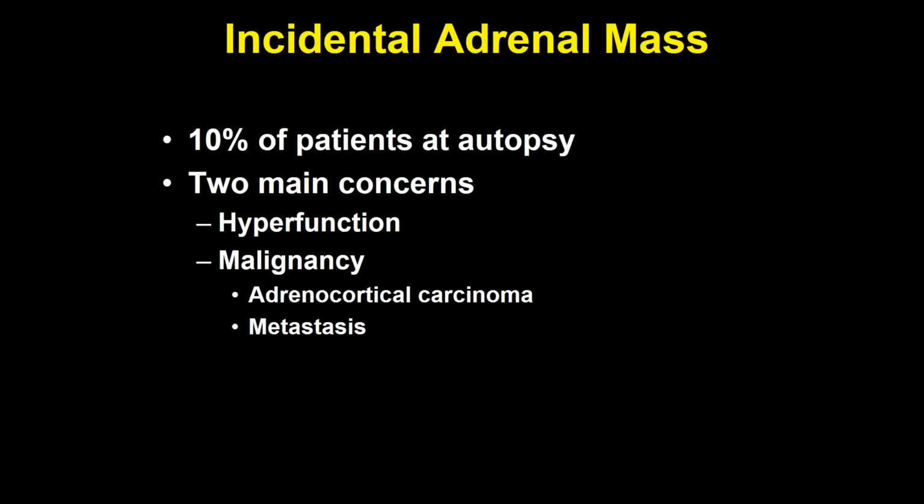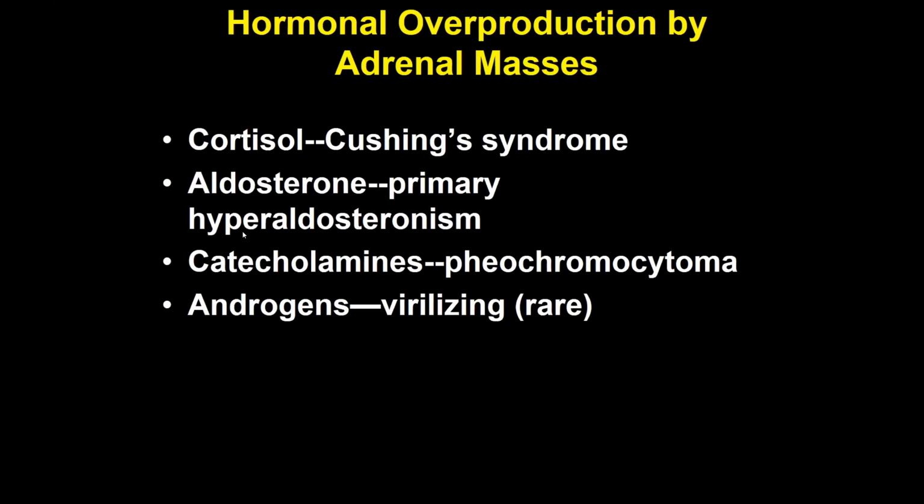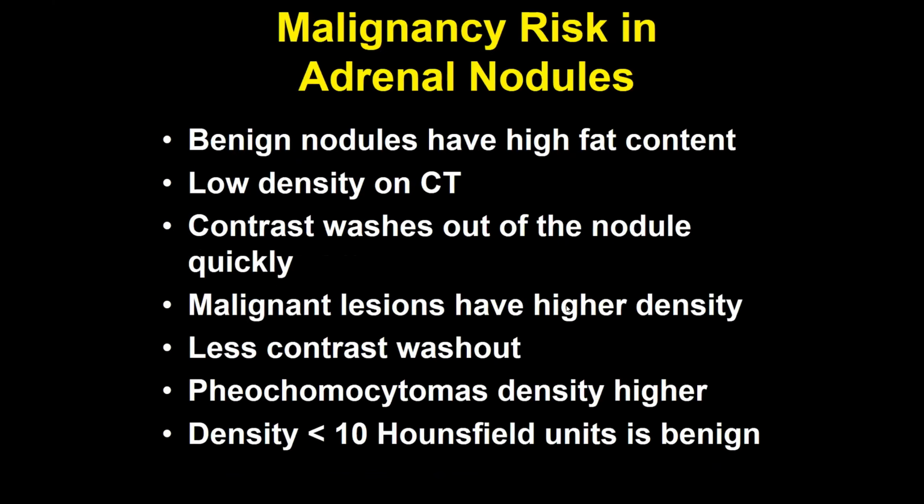Incidental adrenal masses are extremely common. One in 10 patients at autopsy will have an adrenal mass, which gives you an idea of how common this is, and that is one of the things to bear in mind. I've talked about the four main groups: cortisol excess, Cushing's syndrome; Conn's syndrome, hyperaldosteronism; pheochromocytoma; and a virilizing tumor, which is rare, thankfully.